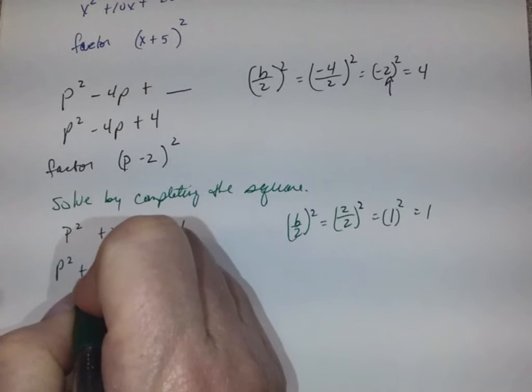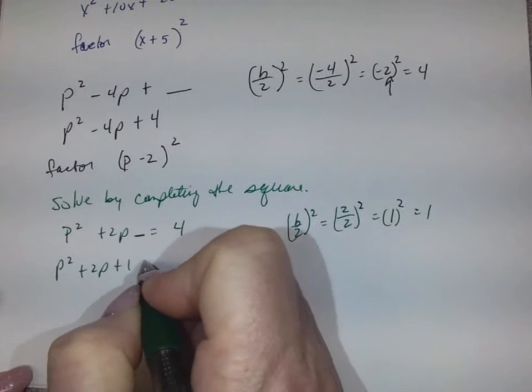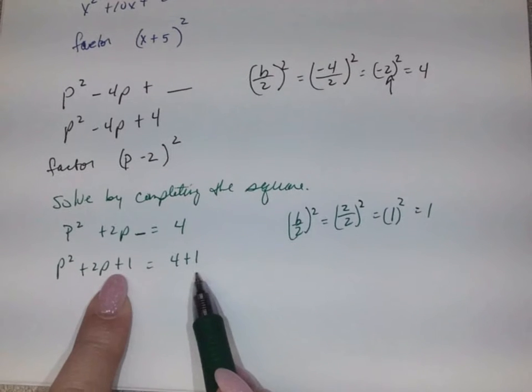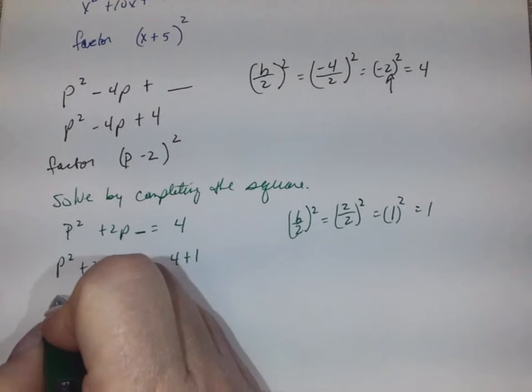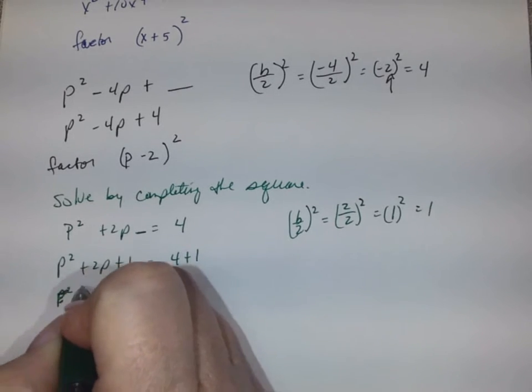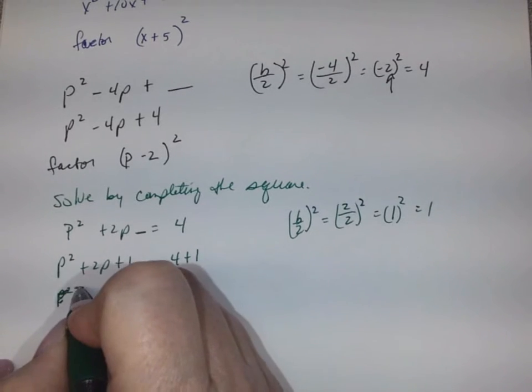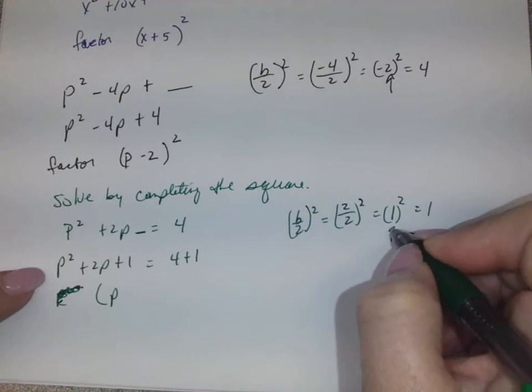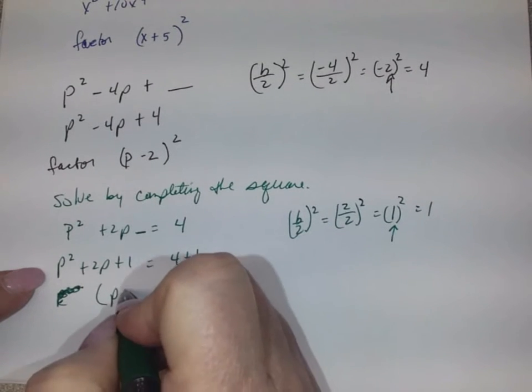What we do to one side, we still have to do to the other. So we end up with p squared, oops, what we can do, we'll factor this side. Sorry about that. So we'll have p, that's our number that goes in there. So p plus 1 quantity squared. 4 plus 1 is 5.